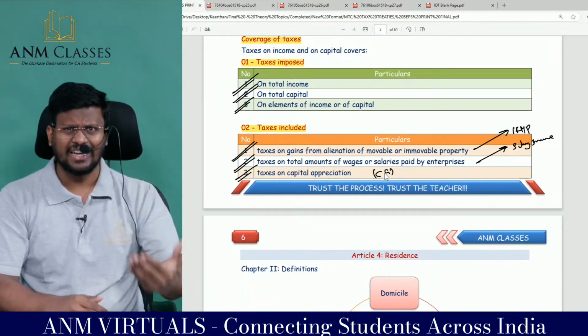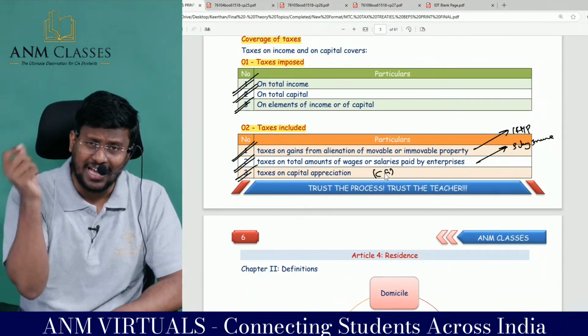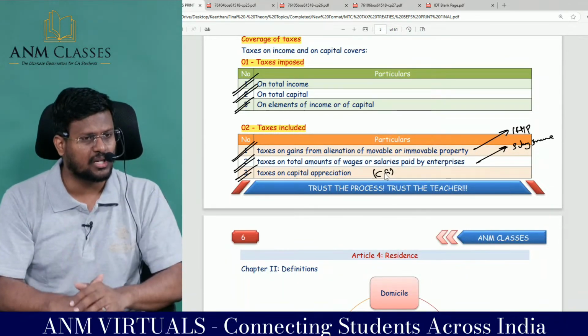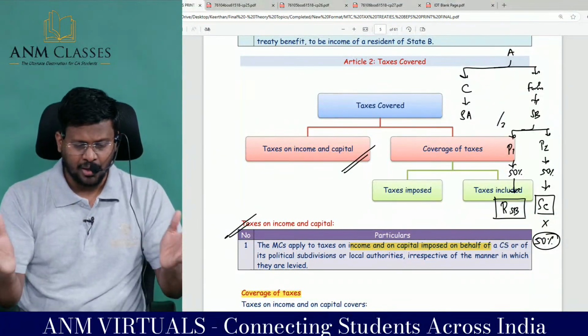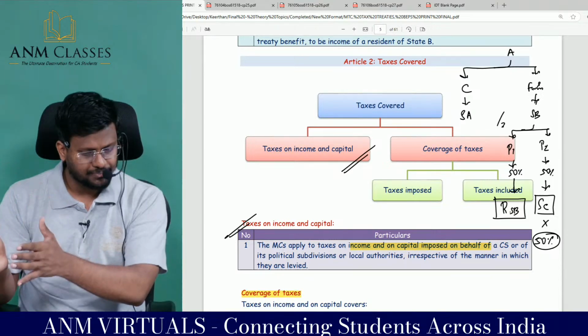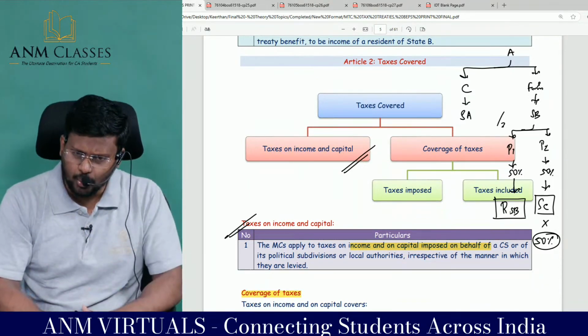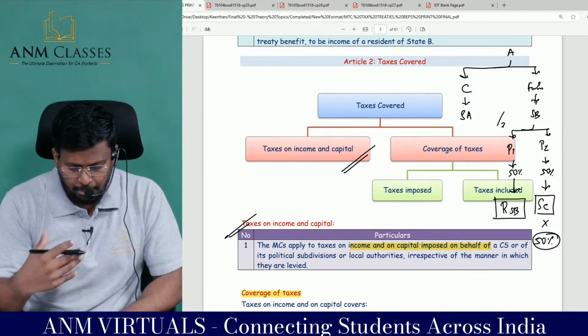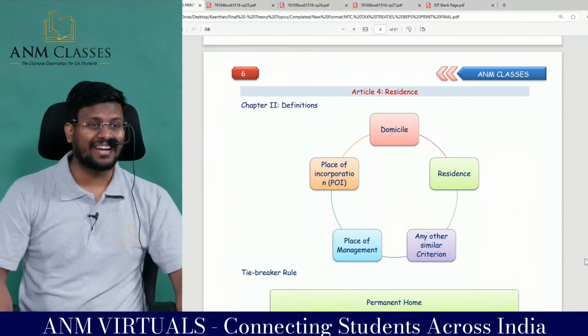So when you take any DTA and see Article 2, you can understand what all taxes have been discussed in the double taxation avoidance agreement. Those taxes can be classified into two categories. Number 1, taxes on income and capital, and number 2, coverage of tax. That coverage of taxes is classified into taxes imposed and taxes included. Comfortable, sir? Come to Article 4, residence.